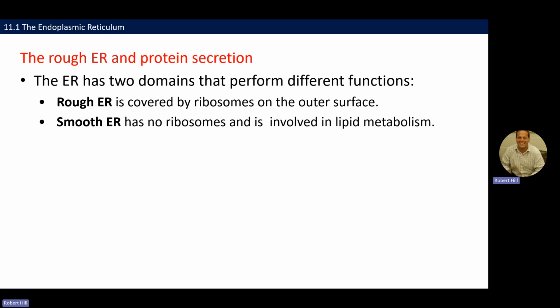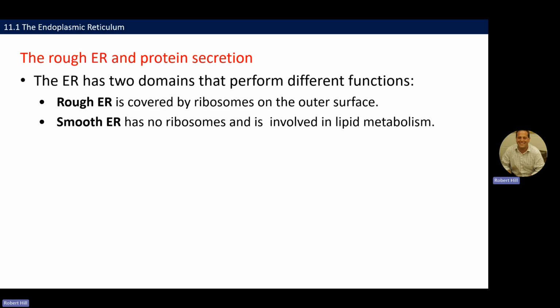The smooth ER lacks ribosomes, hence it's called smooth, and its primary role is production of new lipids. So if the cell needs new membrane, it's going to acquire it from the smooth ER. It also has an important role in sequestering calcium for the cell. Calcium signaling is a very important component of cell signaling. It's required for muscle contraction as well. So where that calcium is coming from is the smooth ER.